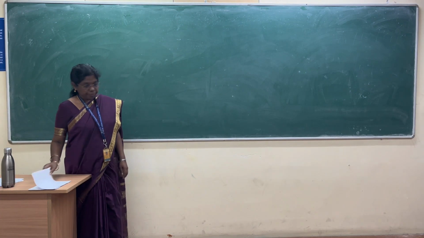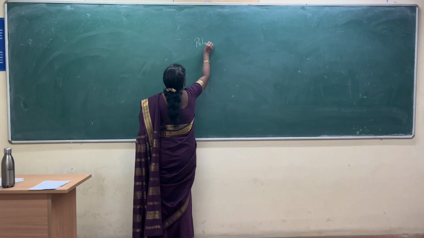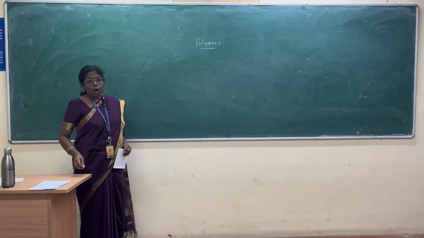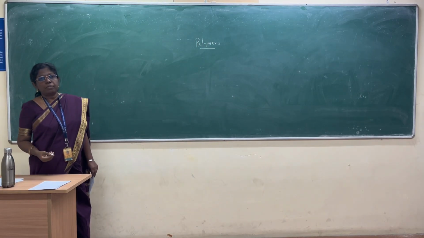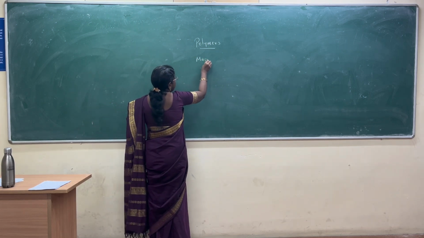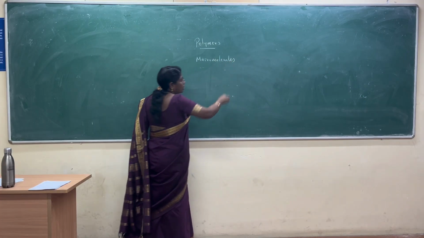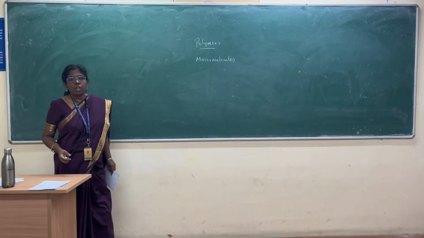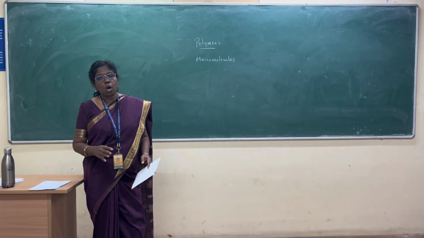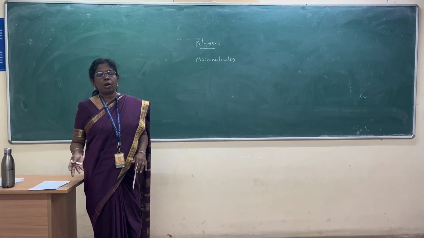Polymers. The word polymers comes from the word macromolecules. All of you know what macromolecules are. Macromolecules are very large molecules. Small molecules are combined to give big molecules, so they are called macromolecules.